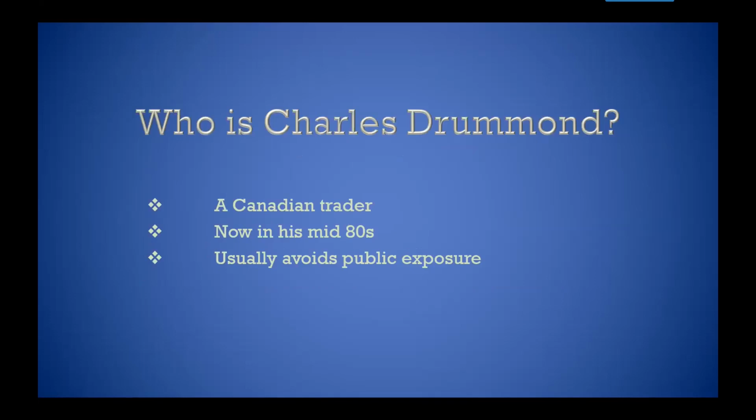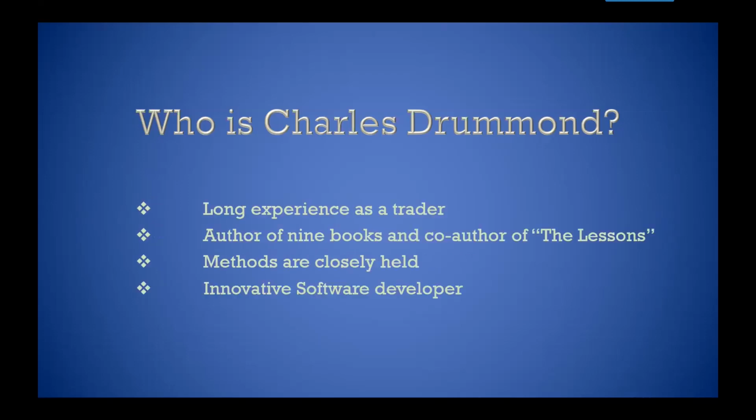Charlie's a very interesting person, a very interesting character. He's Canadian. He lives up in Nova Scotia at the moment. He's in his mid-80s, so he's in full retirement. Charlie is not exactly a recluse, but he certainly doesn't have any interest in public exposure, except that he likes to tinker in the markets, and he's come up with some very interesting things. Long experience as a trader. He was trading in the 50s. He's a very productive guy.